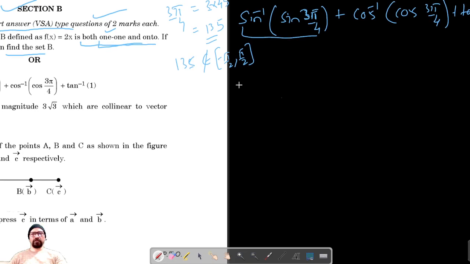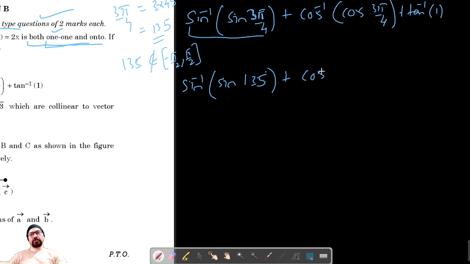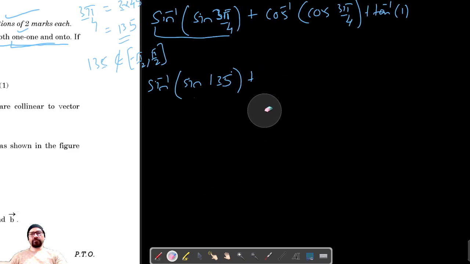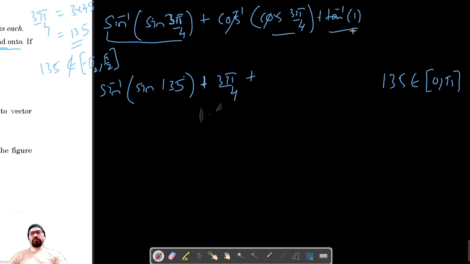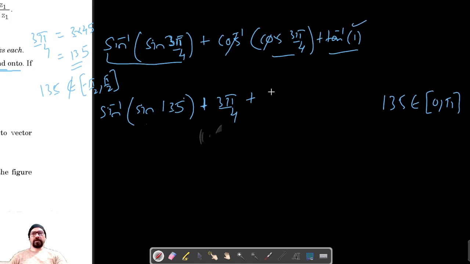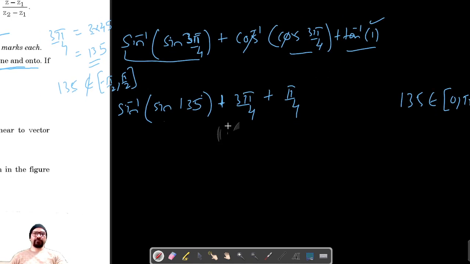So we will have to evaluate this, and I can write it as sine inverse sine 135 degree plus. Okay, now for cos inverse cos 3 pi by 4, that is 135, and 135 belongs to its principal range 0 to pi, so this is okay. And this is 3 pi by 4, and tan inverse 1. We know that tan inverse 1 is pi by 4, so this is pi by 4.